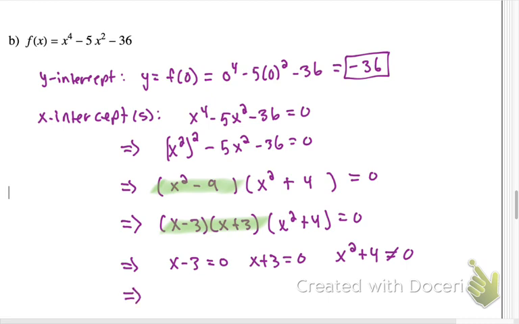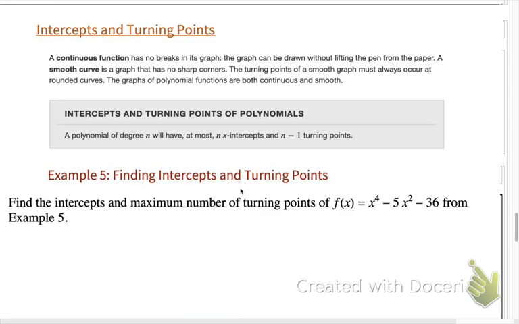And then by adding 3 to the first equation and subtracting 3 on both sides of the second, our two x-intercepts end up being plus or minus 3. Okay, so this is a 4th degree polynomial that had two x-intercepts, and of course, a polynomial function always has a y-intercept. Okay, so now we're going to talk about the relationship between intercepts and turning points.